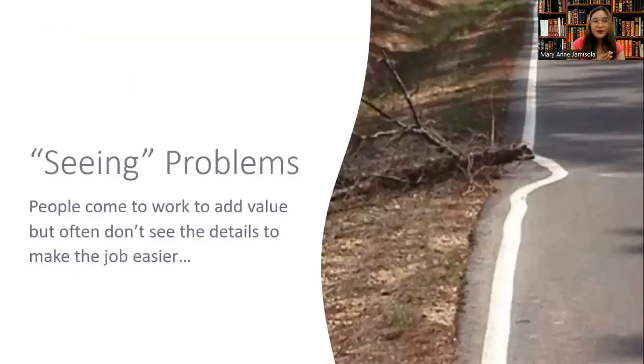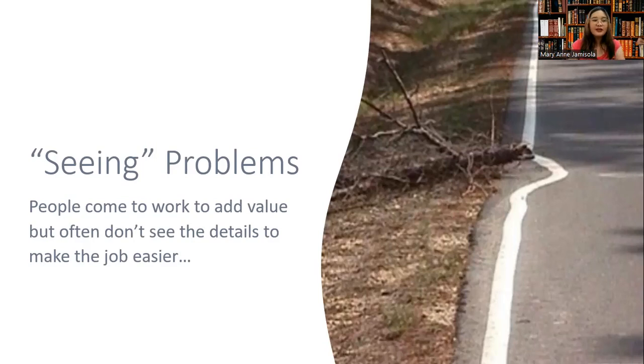So we have this so-called seeing problems. People come to work to add value, but often don't see the details to make the job easier, right? When you go to work, your aim is to contribute something to the company, to be of service to the company, to add value to the company. But sometimes when we do the actual work, this vision becomes hazy and we forget, and we cannot even remember anymore the value of the things that we do and its impact to the organization.